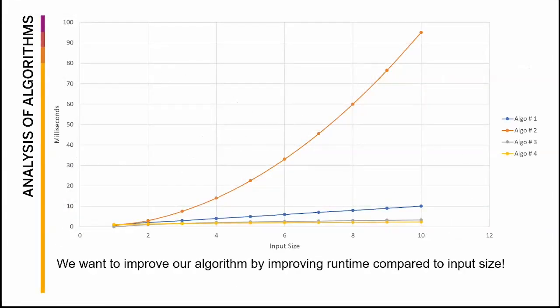So if we have different algorithms, don't be overwhelmed with this one. Let me walk you through this. Let's say you have your algorithm one, and its performance, or at least its runtime, grows linearly with the input size. So it's a straight line, which is the blue one here.